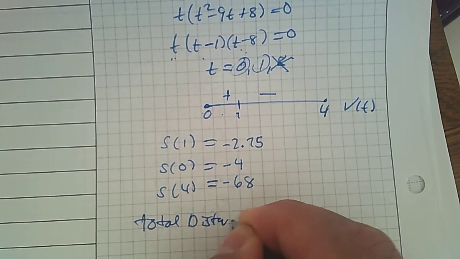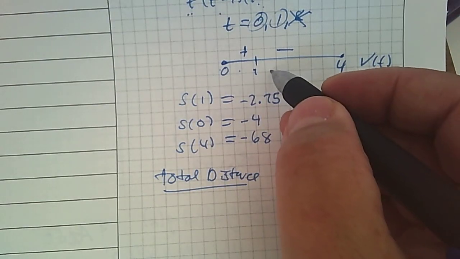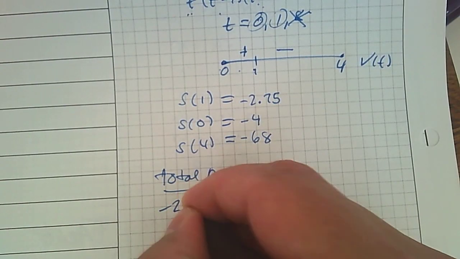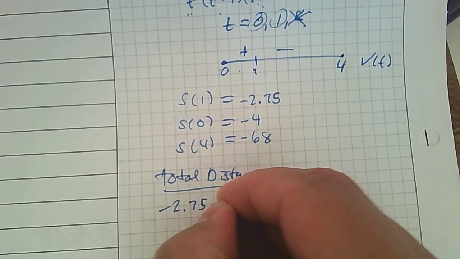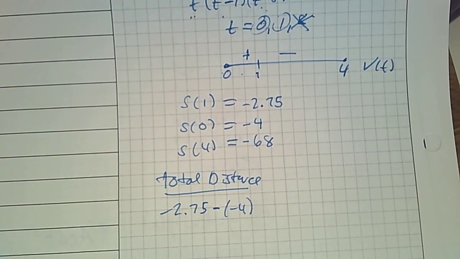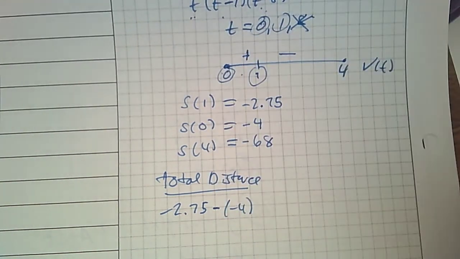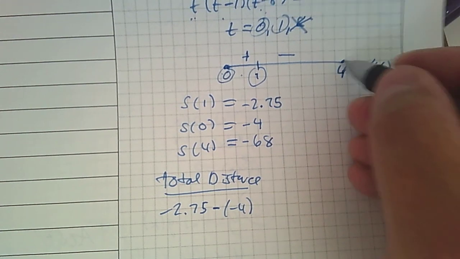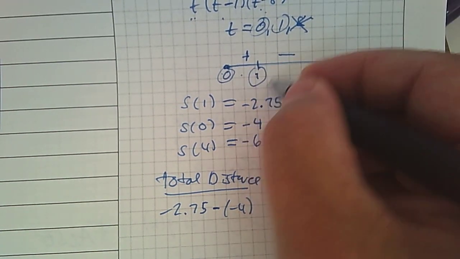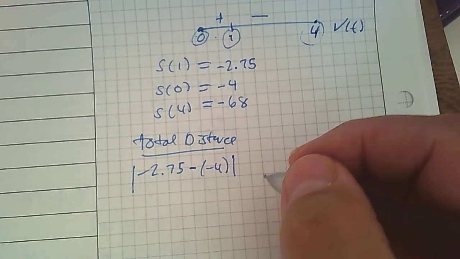So step number 1, the total distance from 0 to 1. We have negative 2.75 subtract negative 4. That's what I would do first: the end subtract the beginning. I do that here again. The end subtract the beginning, and you have to make sure it's absolute value, so these are positive distances.